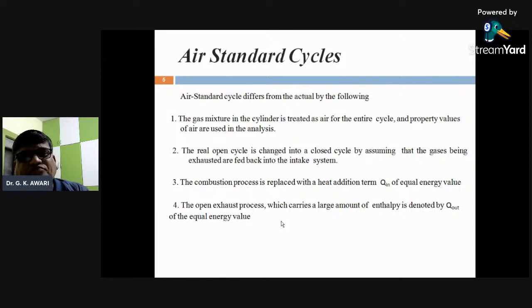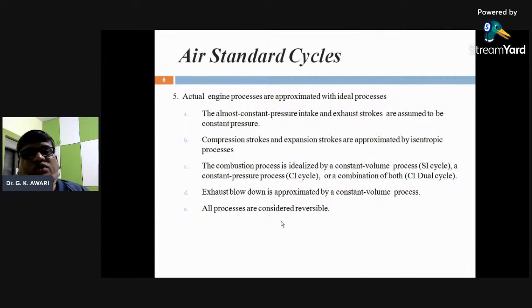Then the third one: the combustion process is replaced with a heat addition term, which is called Q in, of equal energy value. The open exhaust process, which carries a large amount of enthalpy, is denoted by Q out, of equal energy value. Then actual engine processes are approximated with ideal processes. So the almost constant pressure intake and exhaust strokes are assumed to be constant pressure.